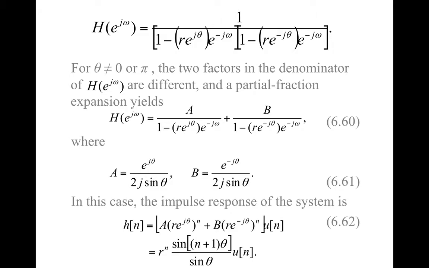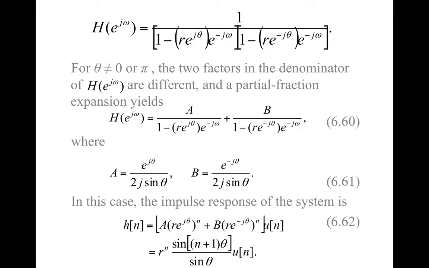So there are different cases we need to consider. Let's assume first theta is not equal to 0 or pi. In this case, the two first order terms are not the same. Hence, we can use partial fraction expansion, hypothesize that there exist an A and B as shown in equation 6.60, and solve that A is equal to this and B is equal to this as shown in equation 6.61.